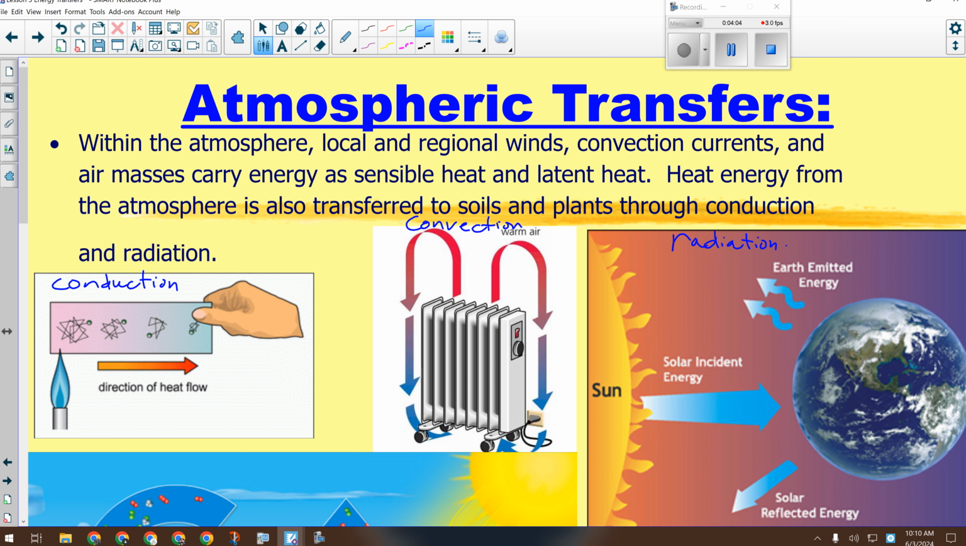Now, this radiation is not like the kind that makes you turn green and grow giant muscles when you're angry, okay? Gamma rays are a form of radiation, okay? They come from the sun, so are X-rays, so are ultraviolet rays, so is visible light, so is infrared light. They're all forms of radiant energy.